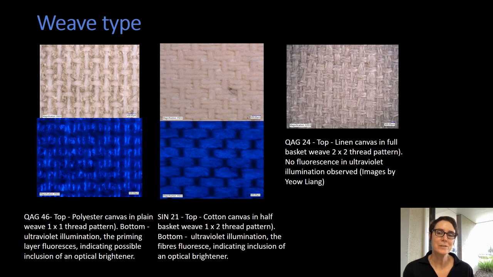And here are some examples of different weave types under both visible light and ultraviolet illumination. Hopefully you can see clearly the different weave patterns. And you can also see in two of these samples the presence of optical brighteners under ultraviolet illumination. The sample on the left, Quag 46, you can see that the optical brightener is visible from the reverse in the priming layer. The sample in the center, Singapore 21, optical brightener is seen only in one orientation of the fiber. In the linen sample, Quag 24, there was no fluorescence under ultraviolet illumination, so it's not imaged here.